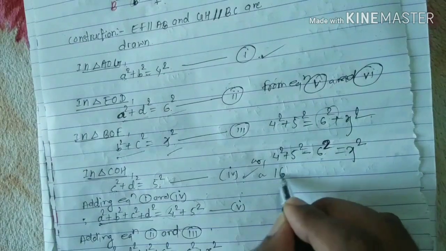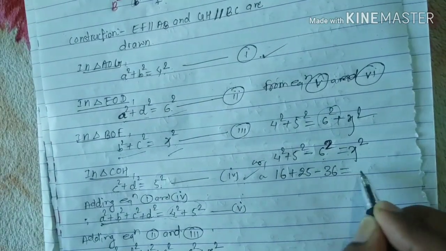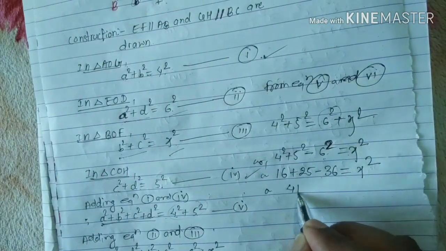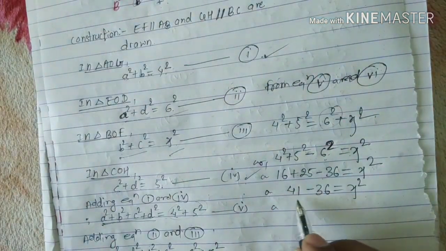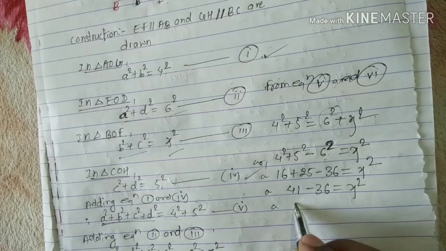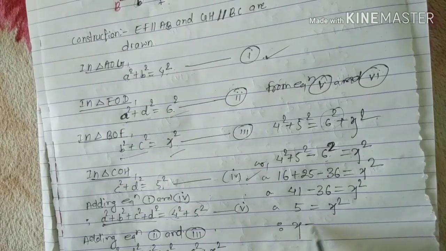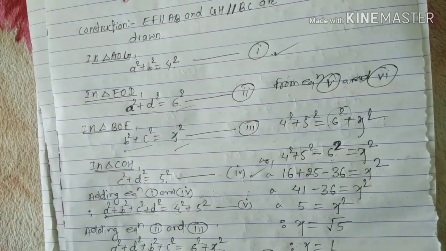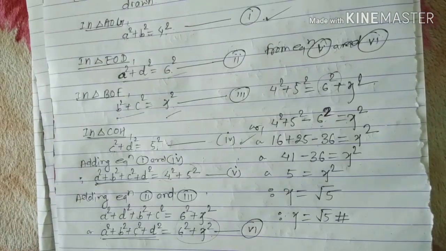Now 4 square is 16, plus 5 square is 25, minus 6 square is 36, is equal to x square. So 16 plus 25 is 41, minus 36 is equal to x square. Subtracting 36 from 41, we have 5, so 5 is equal to x square. So x is equal to square root of 5. Therefore the value of x becomes square root of 5. So this is our answer. In this way we can solve these questions.